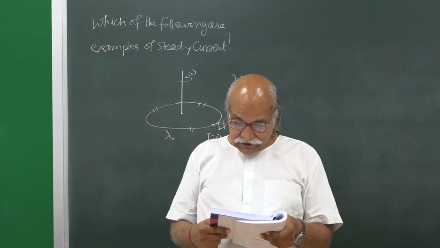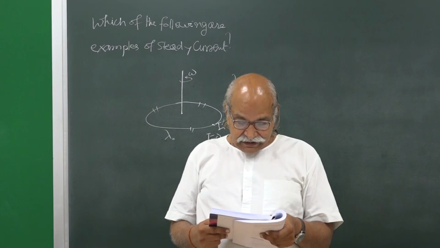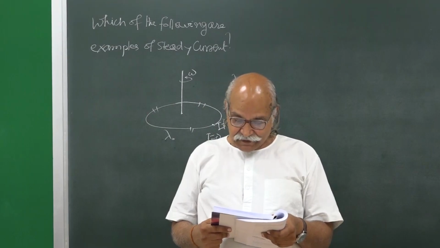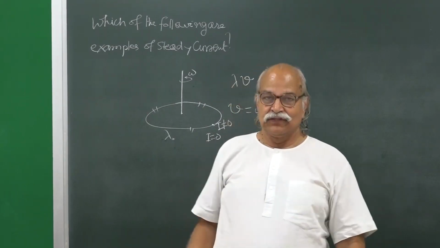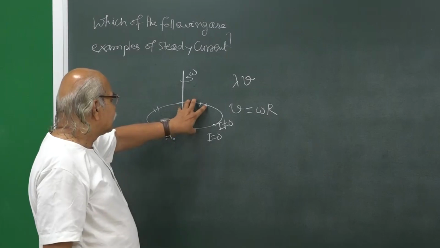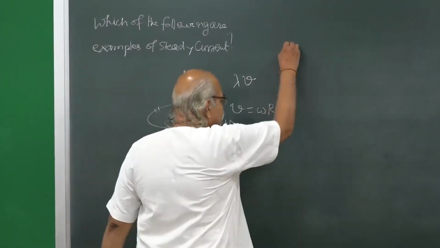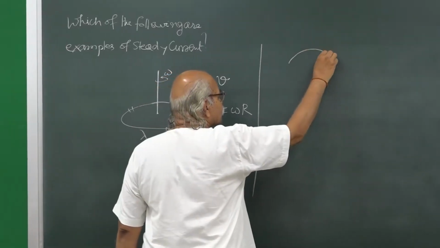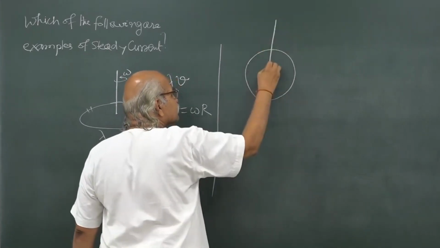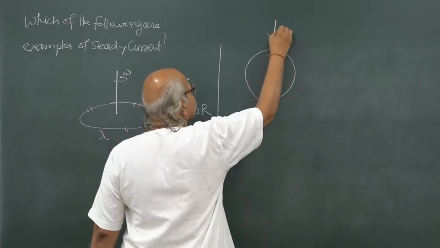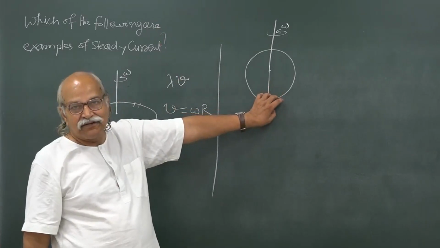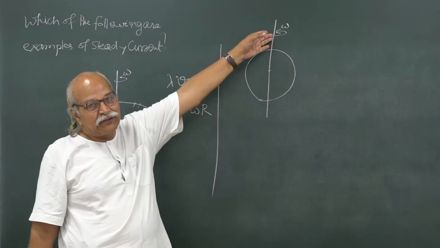Then the next one is a ring of radius capital R with a uniform linear charge density lambda naught rotating about one of the diameters with a constant angular velocity omega. So the same situation, but now it is rotating not about its axis but about a diameter. So if you draw the ring this way, here is the diameter, and it is rotating about this. Now you can see the uniform charge density is there, lambda naught. The angular velocity is also uniform.